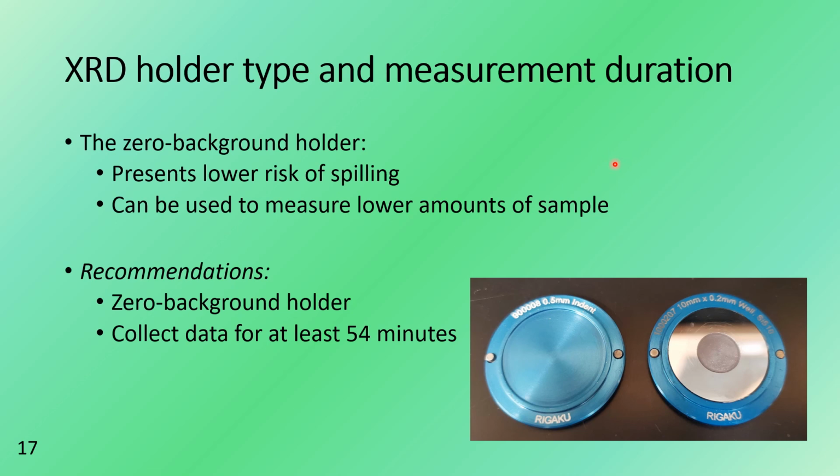Now, I didn't show the data, but the zero background holder does present a lower risk of spilling, which is important because spilling can ruin the data and contaminate other samples during measurement. But it can also be used to measure a lower amount of sample, which is good if you don't have a lot of sample to use. So I definitely recommend it for those reasons. And then I definitely recommend collecting data for at least 54 minutes. It definitely produces superior data compared to 8 minutes.